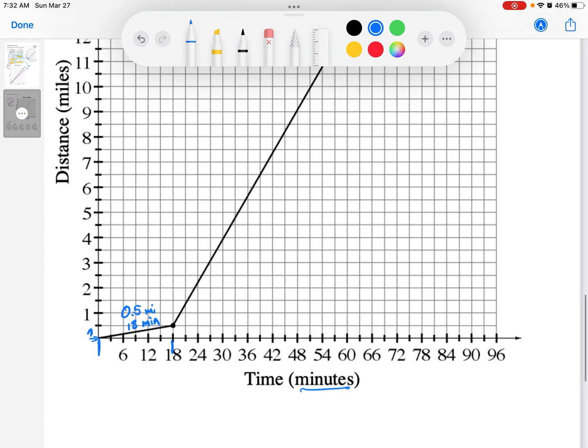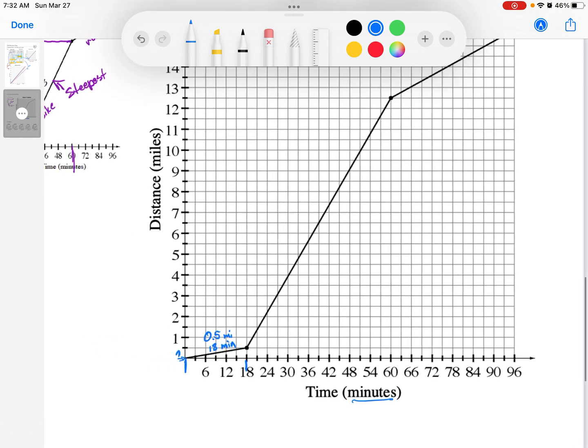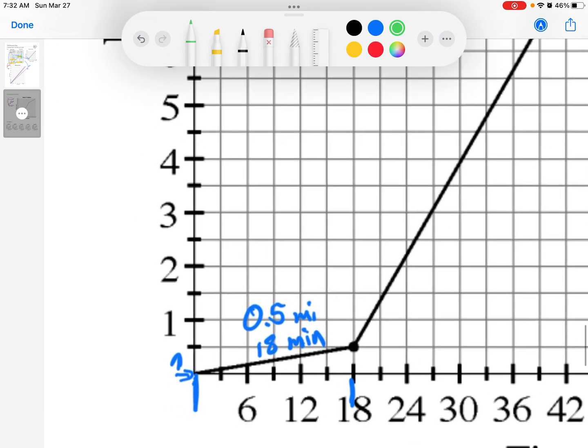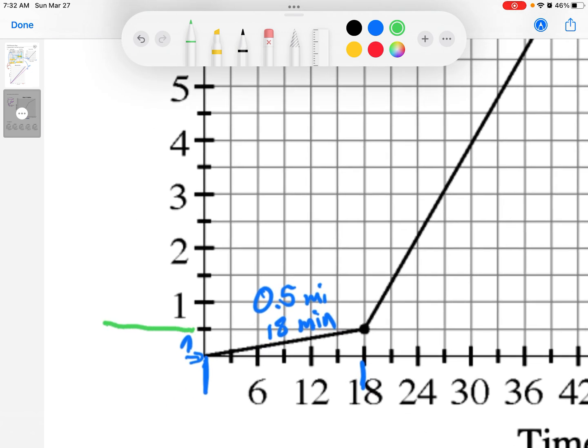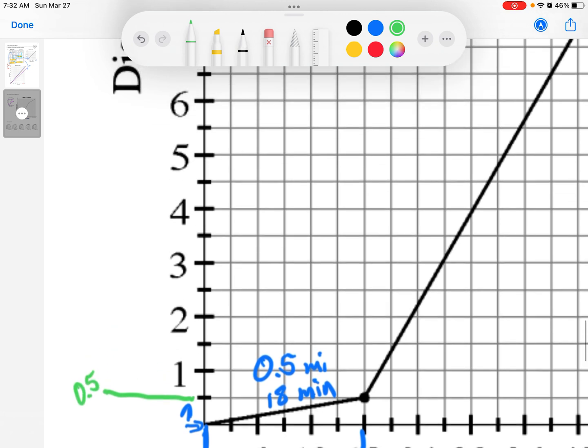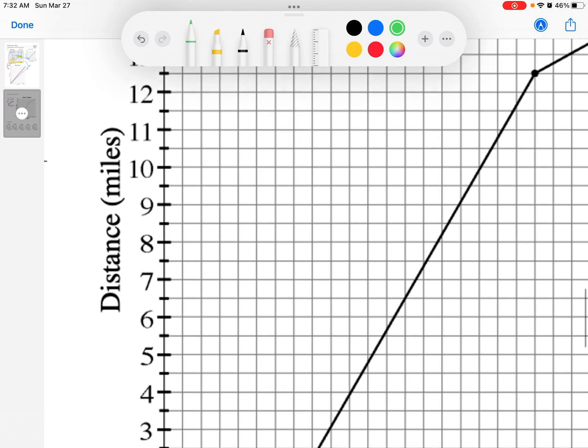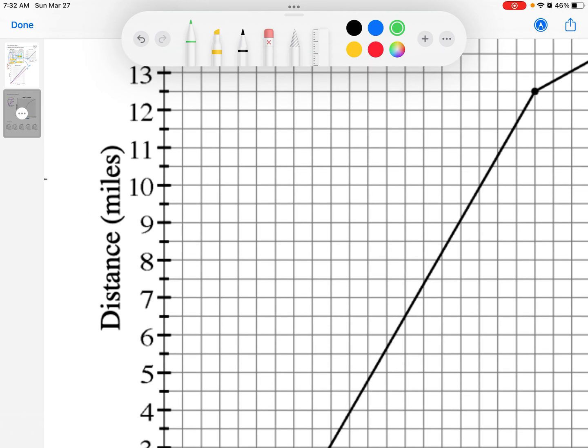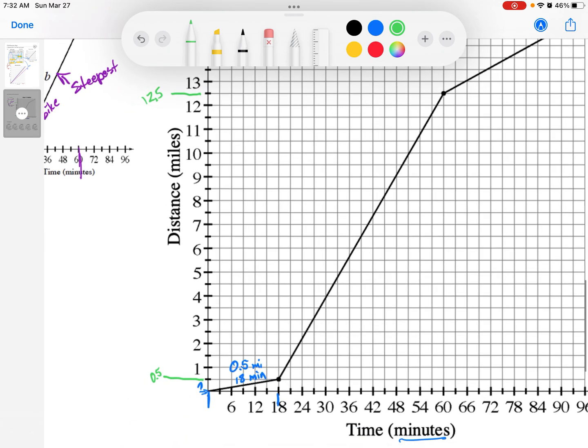Let's do the biking. Biking seems like a green, I don't know why. Now, what happened during the biking time? The biking went from 0.5 miles to, looks like 12.5, isn't it? Well, how many miles was that? That was 12 miles, if we subtract the half mile from the 12.5.